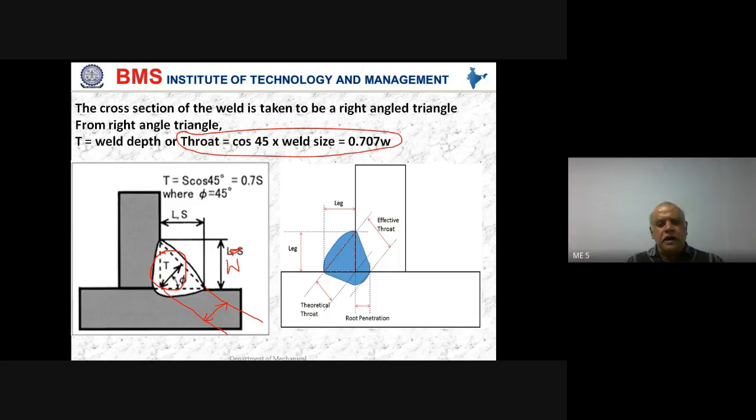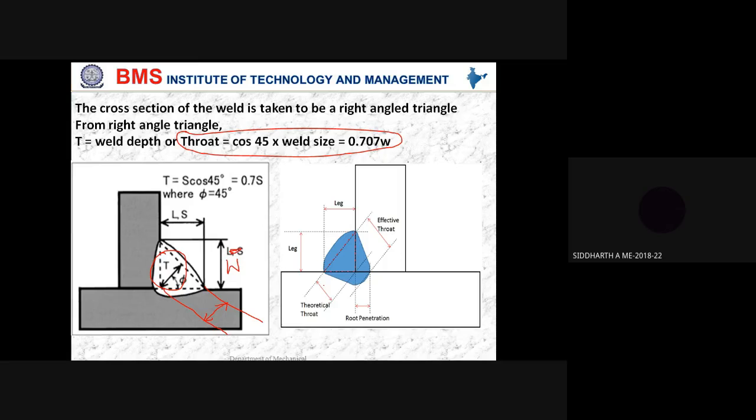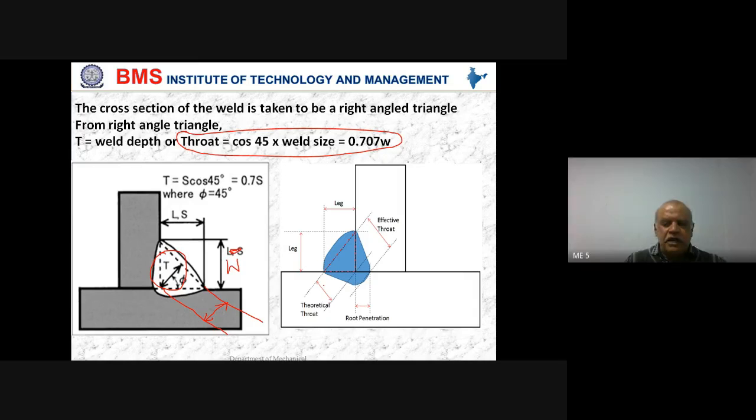Excuse me, sir. Is the whole weld considered uniform? Yes, definitely, it will all be taken as a uniform weld. See, nowadays you have electron beam welding machines, friction stir welding, highly automated welding machines, and robotic welding.